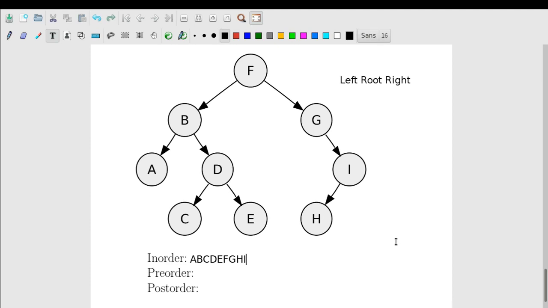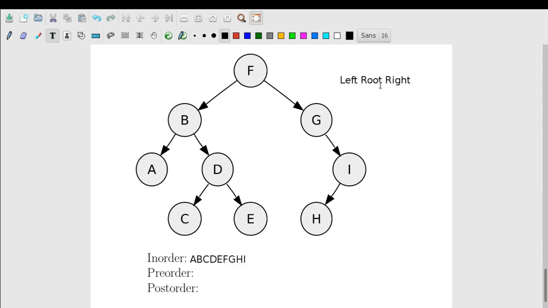We can see that in-order traversal prints these nodes in order. And another thing you should notice is that the root node is printed in between the left subtree and right subtree, that is in-order. Next you will see pre-order traversal.